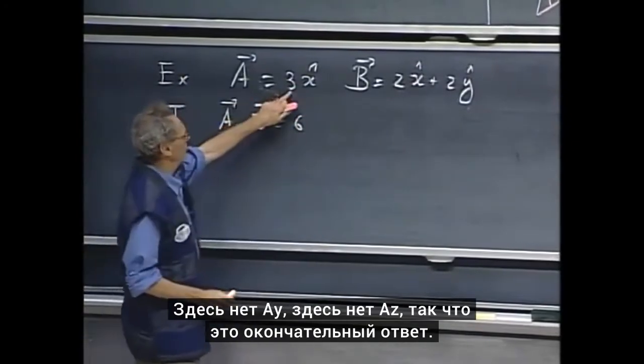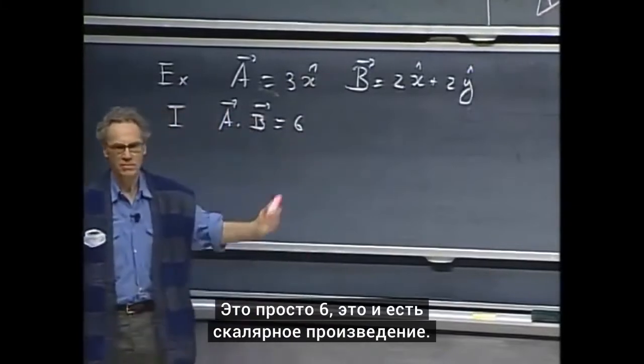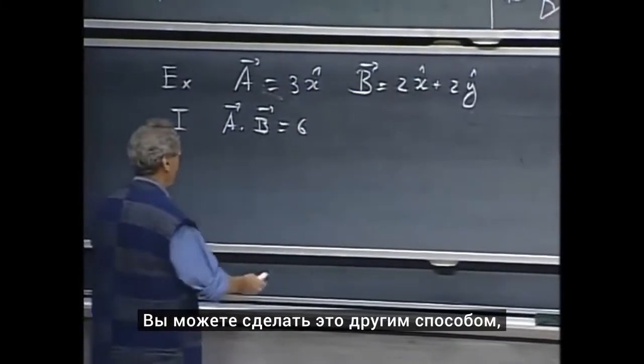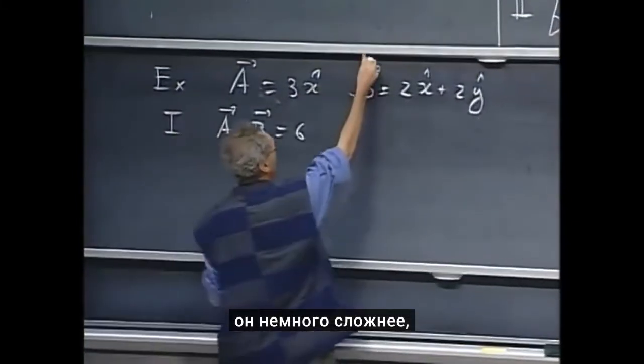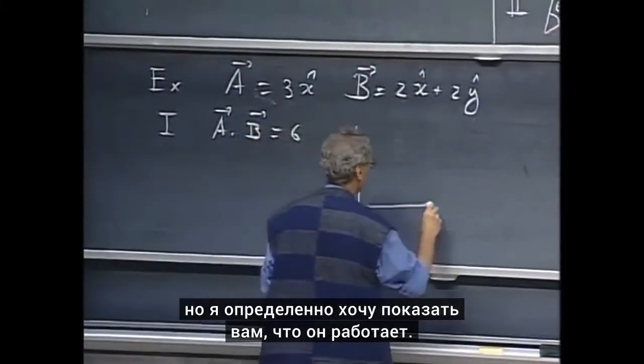There is no ay, there is no az, so that's the answer. It's just 6. That's the dot product. You could have done it that way. It's a little bit more complicated, but I certainly want to show you that it works.